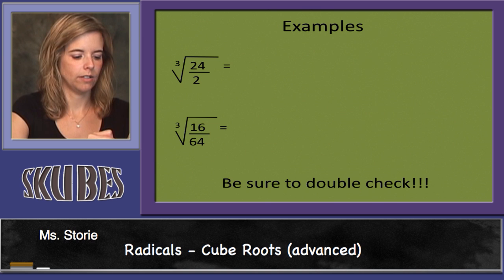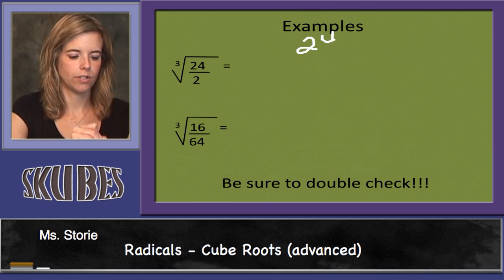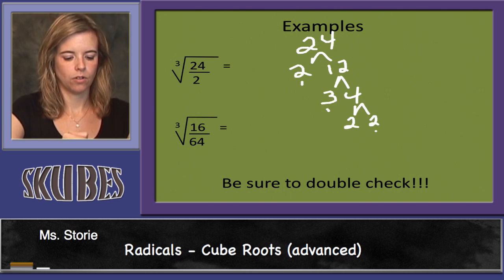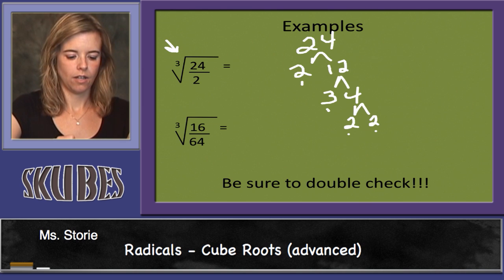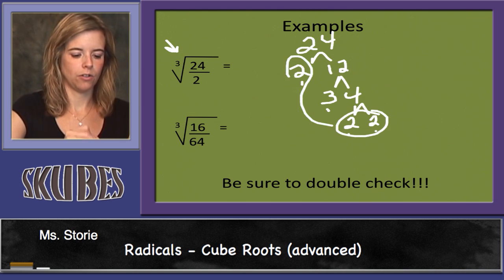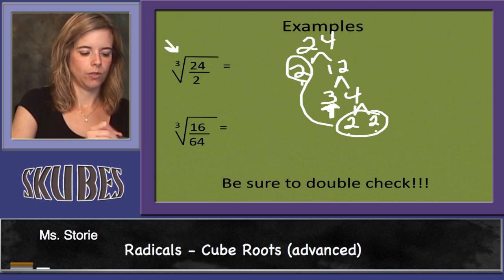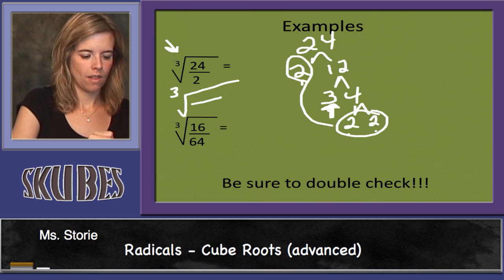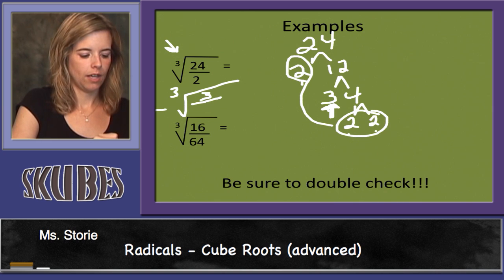Let's try another one with fractions. Let's focus on the 24, the numerator first. Break them down randomly. 2 times 12, got a prime. 3 times 4, got another prime, and then 2 times 2. Now I'm looking for triplets. I have 1, 2, and the third guy up here. And then this little 3 is all by himself. So in numerator position, the 3 has to stay underneath because he's by himself. And up here in numerator position, the 2 comes out.